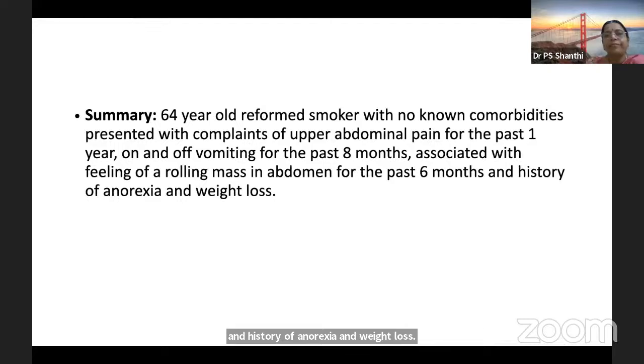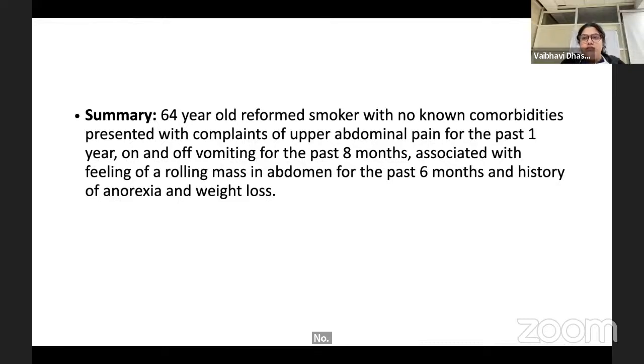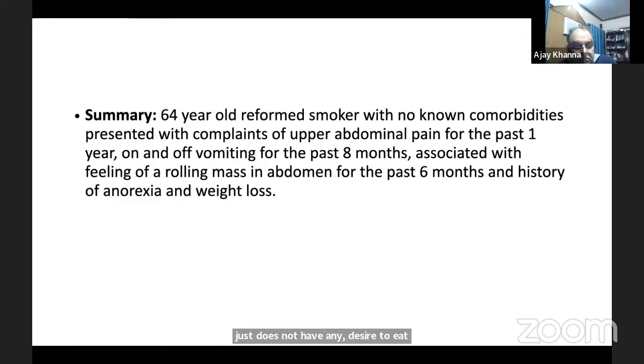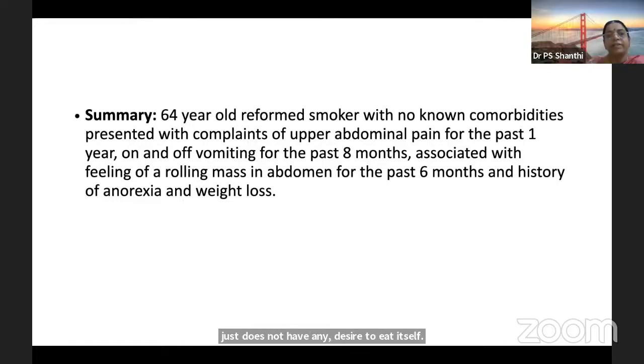Is there any history of early satiety in this patient? No, ma'am. He has not given history of early satiety. He simply states that he just has a loss of appetite. He does not describe it as early satiety. He just does not have any desire to eat. He's not feeling full after a little intake of food.